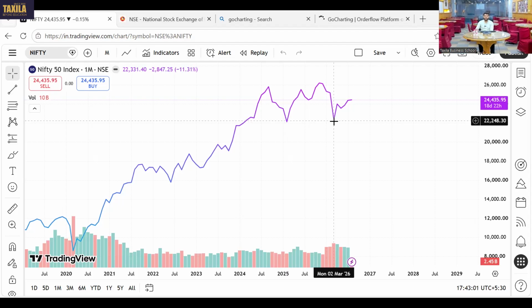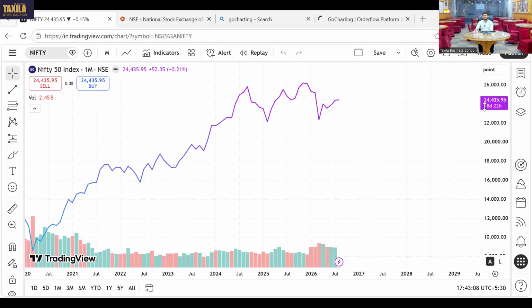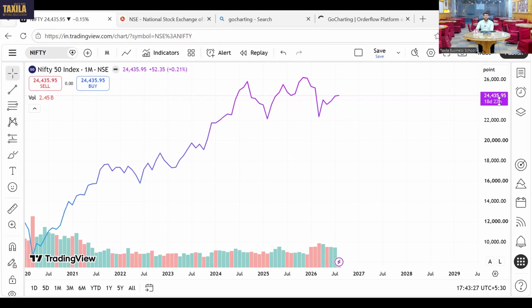Somewhere around 22,300. Euro 293, somewhere around that. Right now, the price is in the purple box. I'm not very good with colors. I'm not that sort of person who knows every color because there are so many new colors in the market. So you can say the price is 24,435, right? Right now. It's the current market price of Nifty.